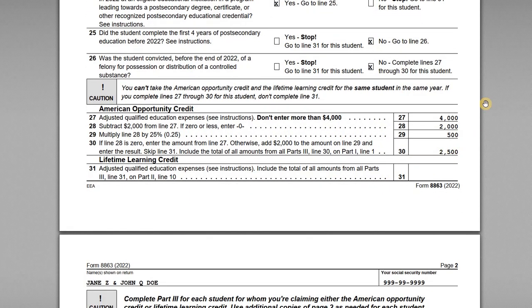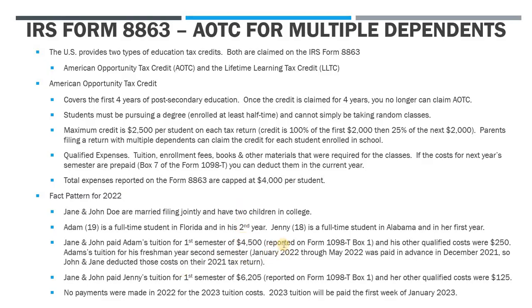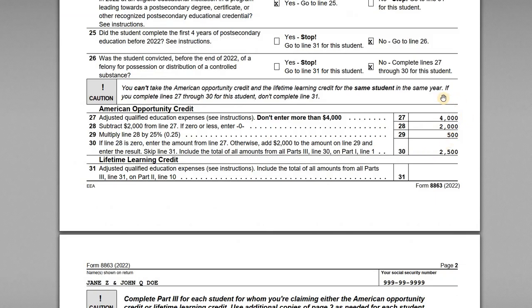And then we move on down to lines 27 through 30. So this is where we complete the more financial metrics on the credit. So on line 27, it's asking us to enter the total qualified education expenses, but we can't enter more than $4,000. So if we look at the fact pattern, remember Adam had $4,500 in tuition, and his other qualified costs were $250. But in this case, you can only enter $4,000 because remember the credit is capped at $2,500. So you're only using $2,000 as kind of like a base up to $2,000, and then you can get maybe 25% of the next $2,000. Well, in our case, we do have well over $4,000.